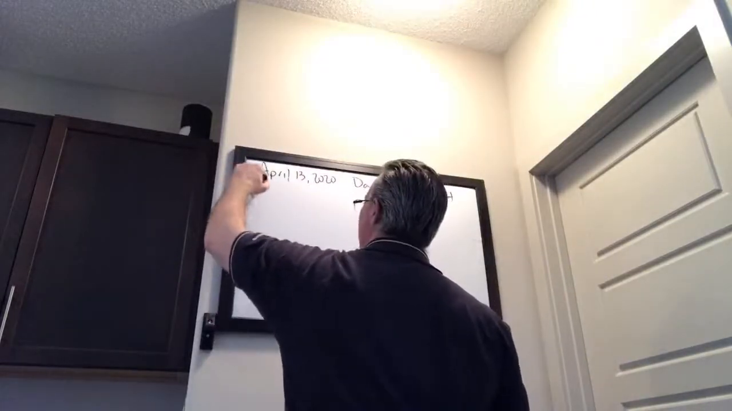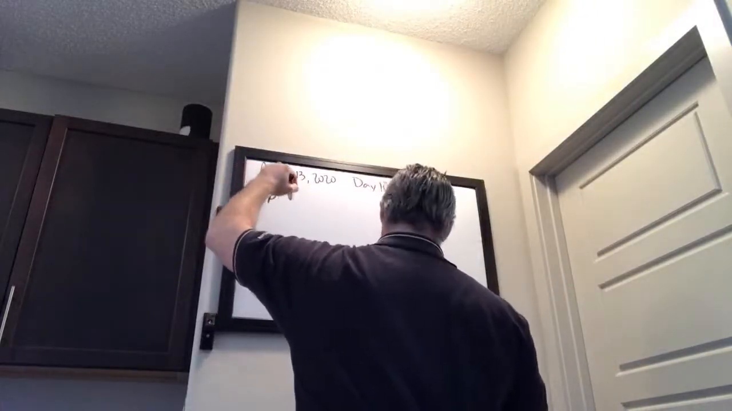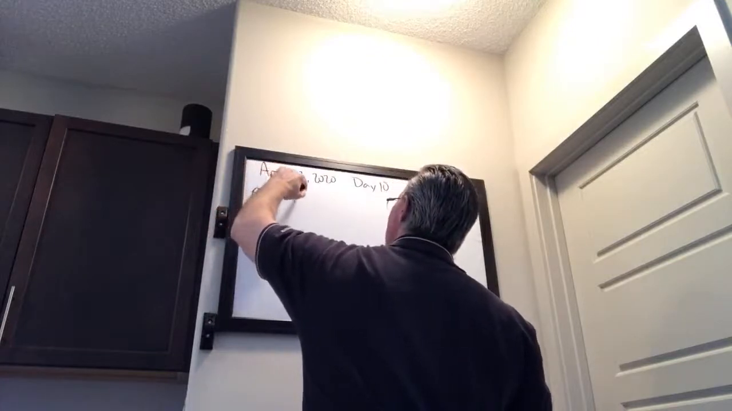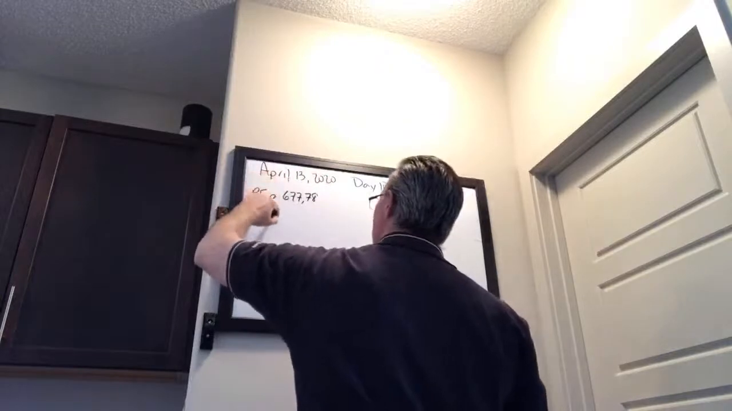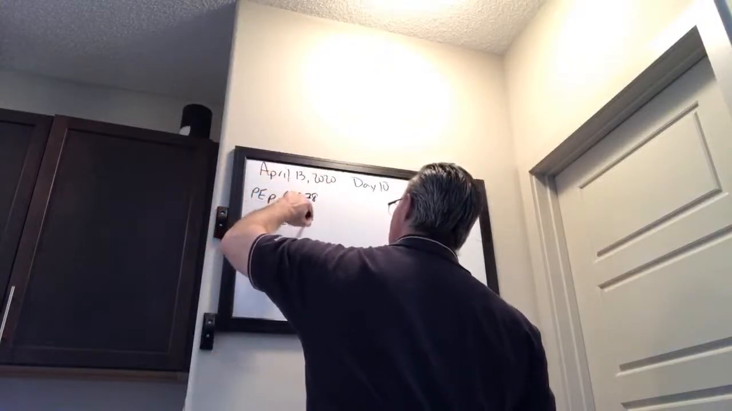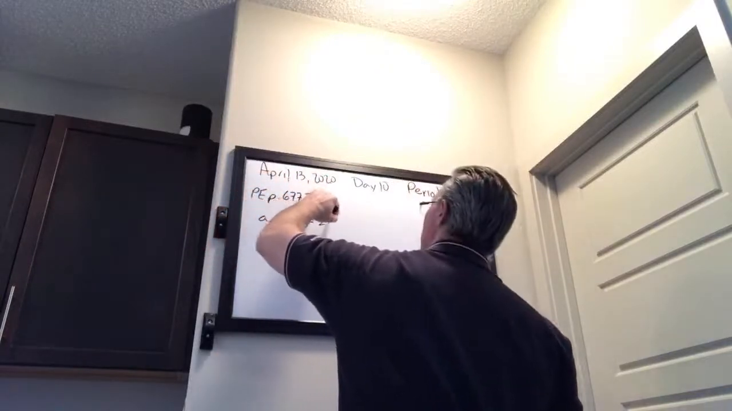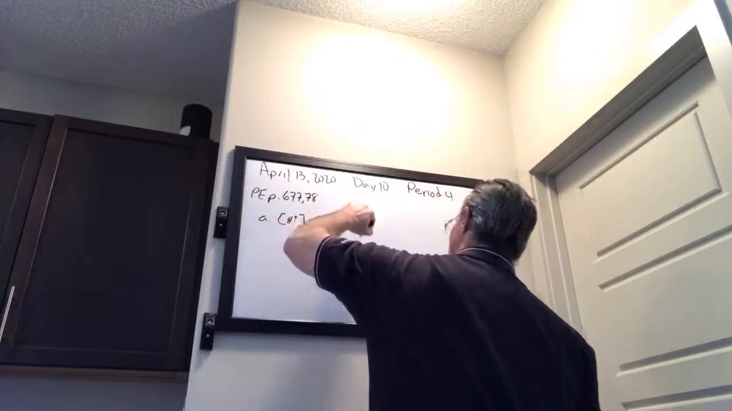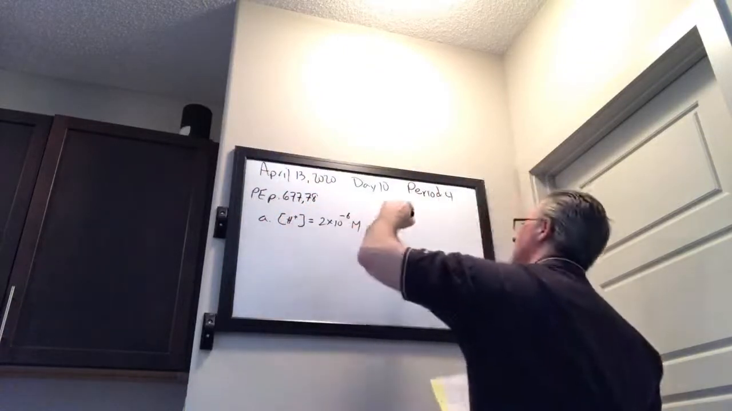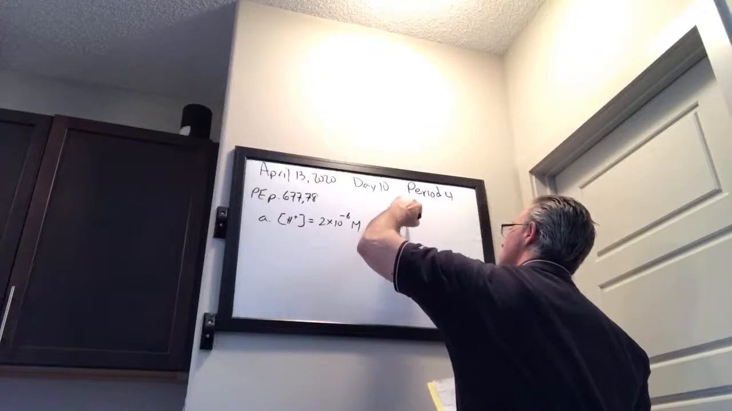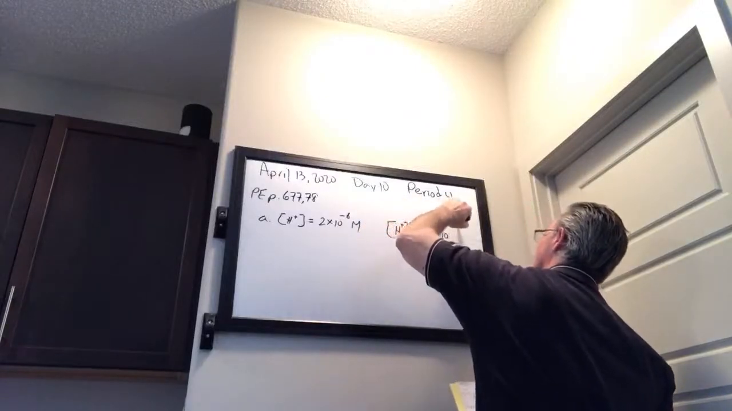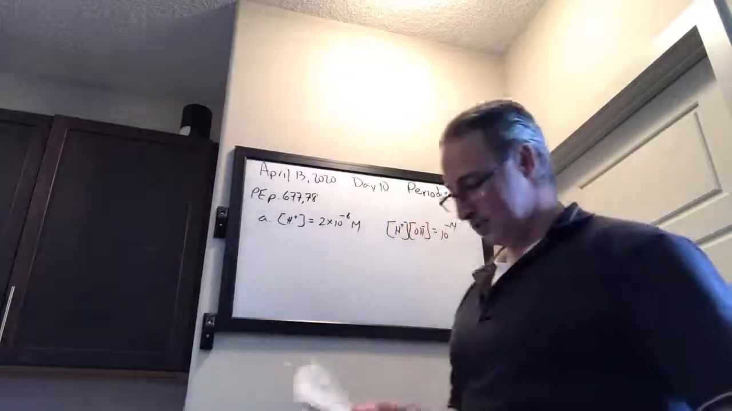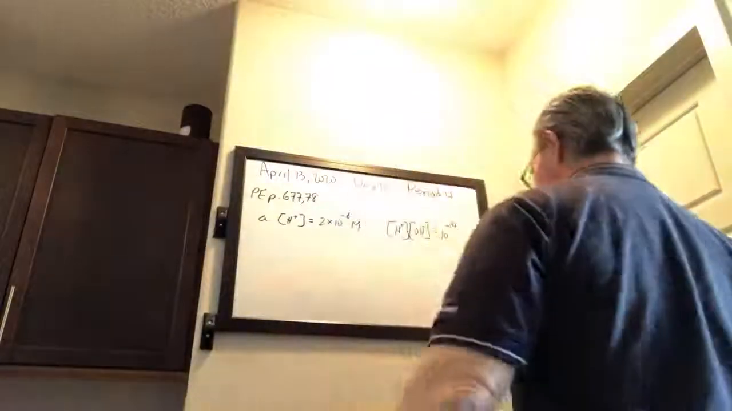This is practice example on page 677 going to 678. First one, they say that the H plus concentration is equal to 2 times 10 to the negative 6 molar. Given that the H plus concentration times the OH minus concentration always has to equal 10 to the negative 14 in water, we can solve for OH concentration.